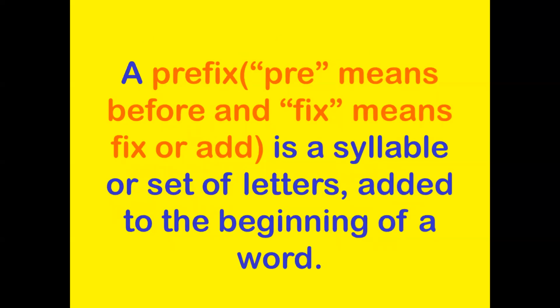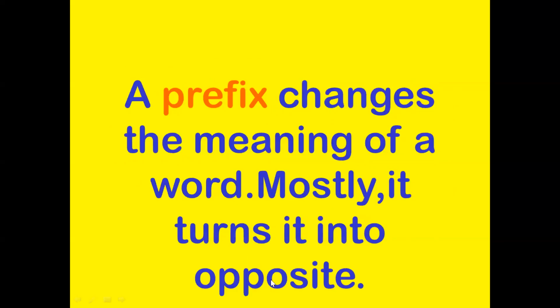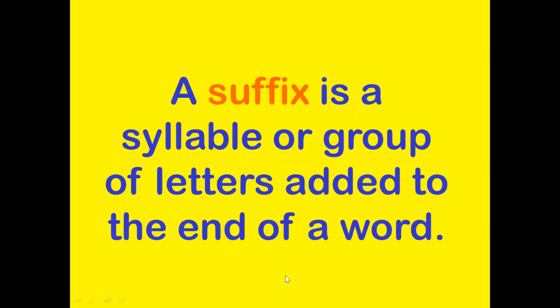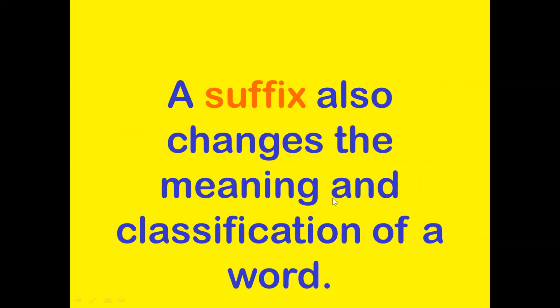Let's recall the definition of the prefix. A prefix is a syllable or a set of letters added to the beginning of the word. It changes the meaning of the word. Mostly, it turns it into the opposite. A suffix is a syllable or a group of letters added to the end of a word. A suffix also changes the meaning and classification of a word. So this is about the suffix and prefix, how a suffix and a prefix bring a change not only to the meaning of the word, but also to the classification of the word.